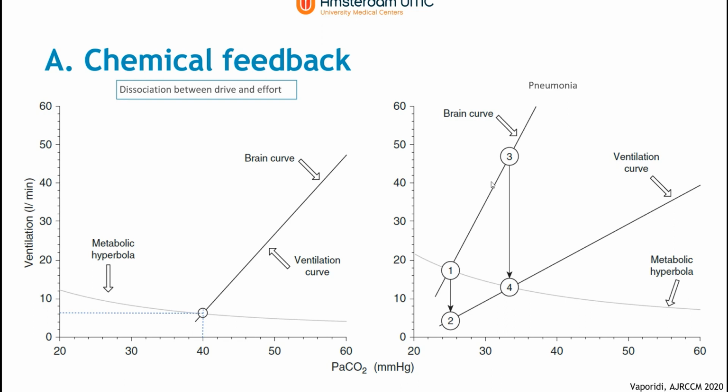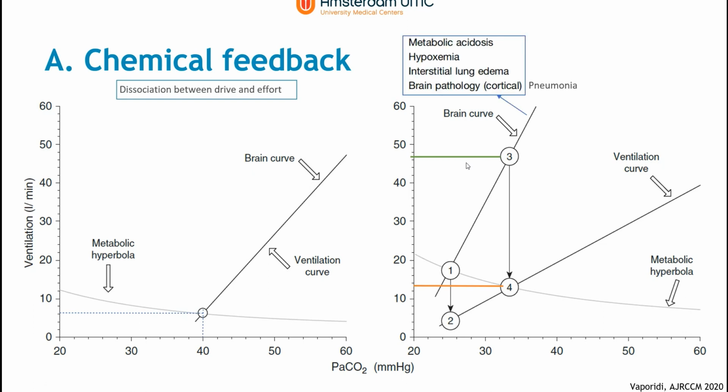along this line. So what the brain wants right now is a minute ventilation of 45 liters per minute. But respiratory system compliance is low. Perhaps the respiratory muscles are weak. So we only get to this point. So right here, it shows a dissociation between the brain curve and the ventilation curve. The respiratory muscle pump cannot deliver what the brain actually wants.